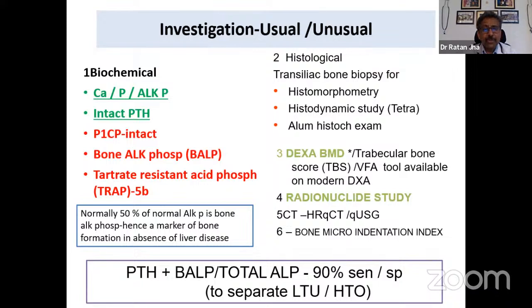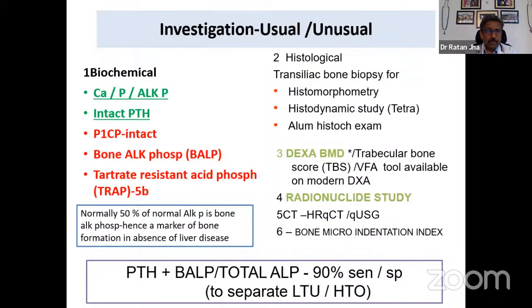The calcium, phosphorus, alkaline phosphatase, and intact PTH is the routine test that we do in a patient of chronic kidney disease to assess bone health. Besides that, the DEXA BMD, to assess the bone mineral density by the DEXA scan, and radionuclide bone study to look at the overall skeletal metabolic function are commonly done.